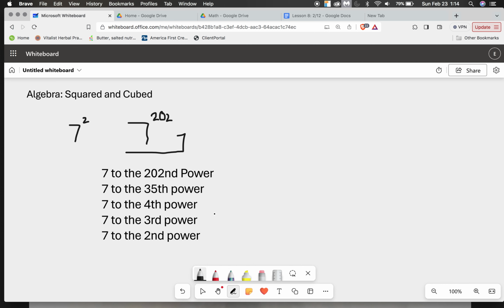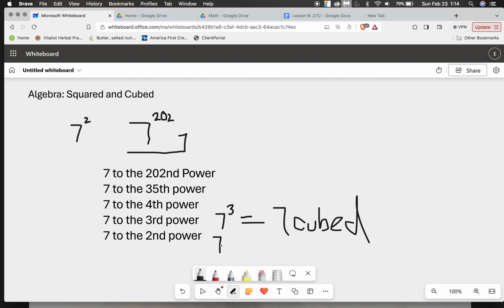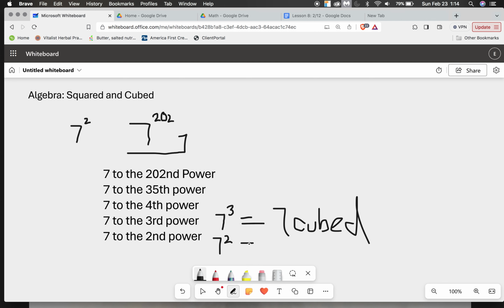So 7 to the 3rd power would also be written as 7 to the 3. And this can also be called 7 cubed. And then 7 to the 2nd power, or 7 to the 2, would also be considered 7 squared. These are the only 2 with special names, and the reason that they have these special names comes from geometry. So let's go over why these 2 have their names.